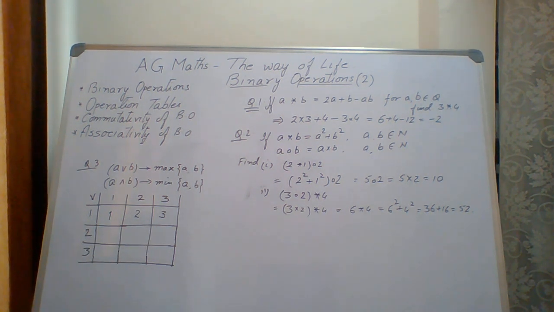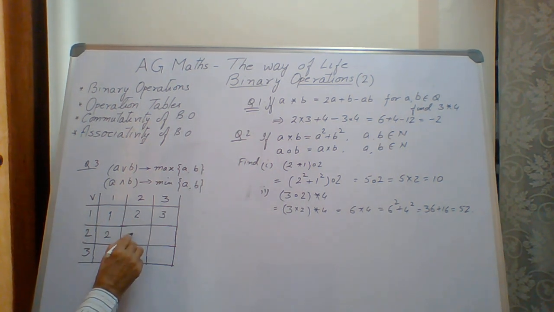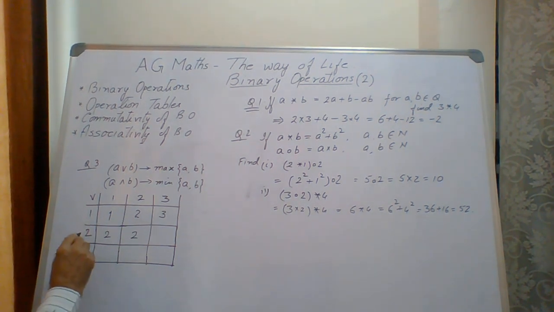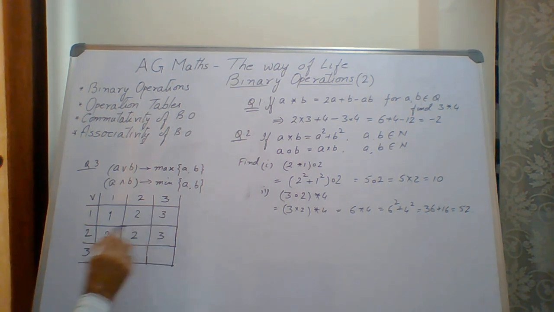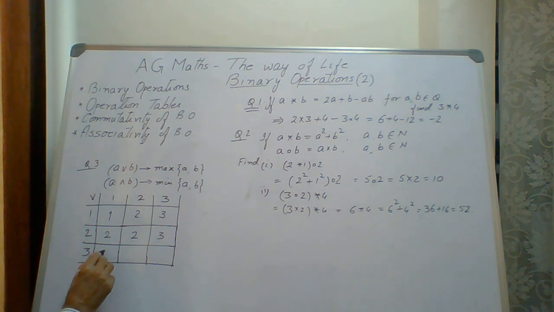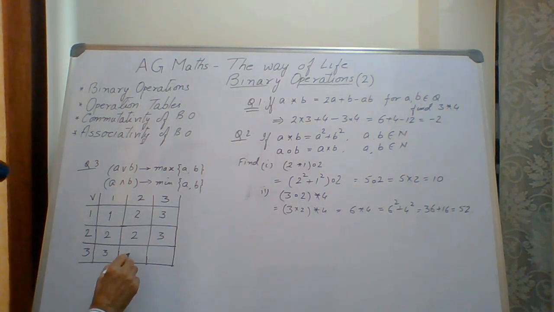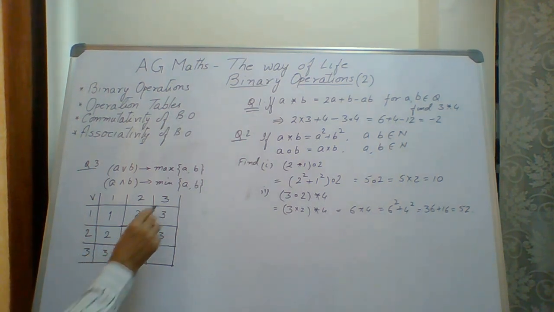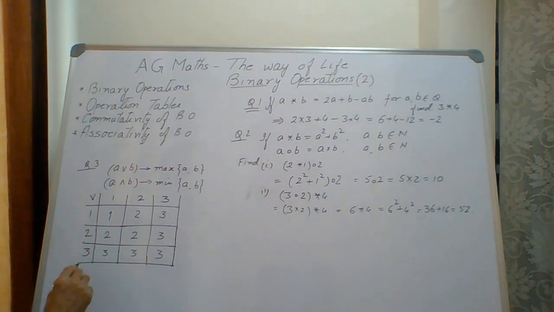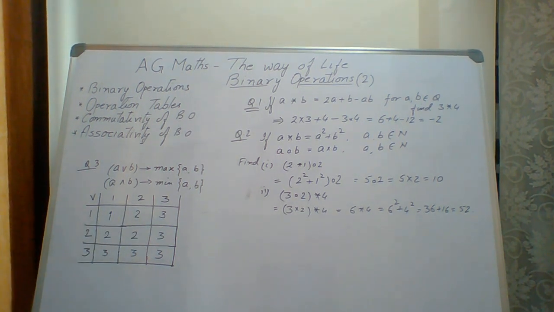Likewise, the second row, between 2 and 1, what is the maximum? 2 is the maximum. Between 2 and 2, 2 itself is the maximum. Between 2 and 3, 3 is the maximum. When I look at 3 and 1, the combination gives me 3 as the highest or maximum number. Similarly, for 3 and 2, I get 3, and for 3 and 3 is also 3. So you look here, this is the relationship. This is called the tabular form.